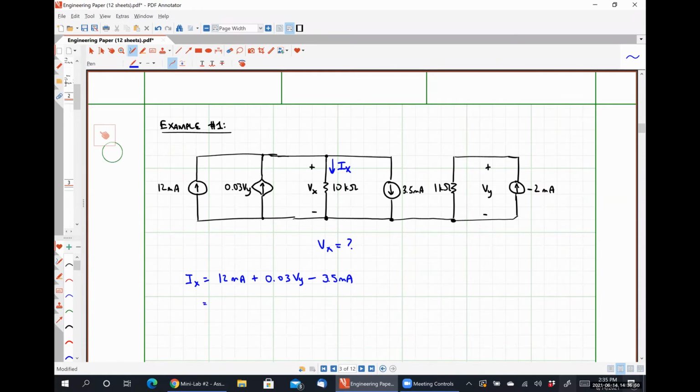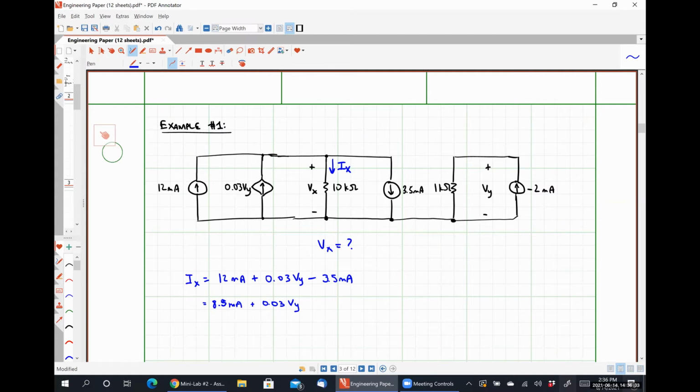I could simplify this. 12 minus 3.5 is going to be 8.5 milliamps plus 0.03 Vy. Does anybody have any problem with that? I could get this exact same result just by applying Kirchhoff's current law at this top node, but the whole point of being able to combine current sources together is to skip that step. You left out your 0.5 for the 8 milliamp. Oh, thank you. Yeah, 8.5 milliamps. Okay, thank you.